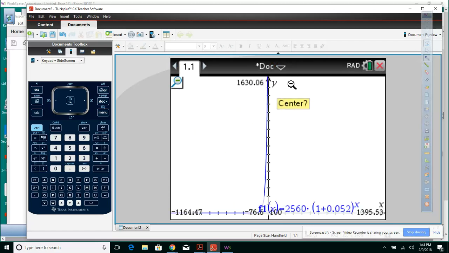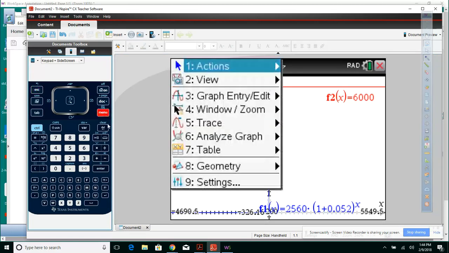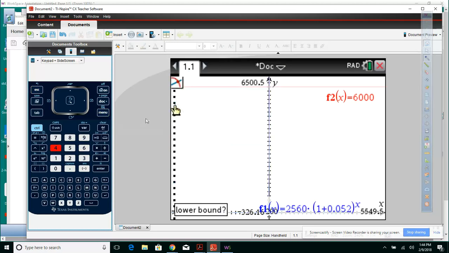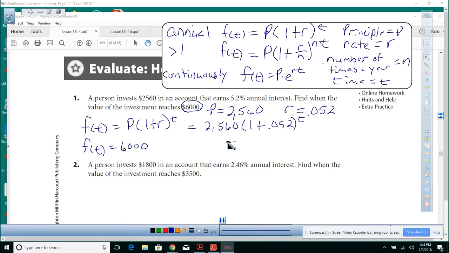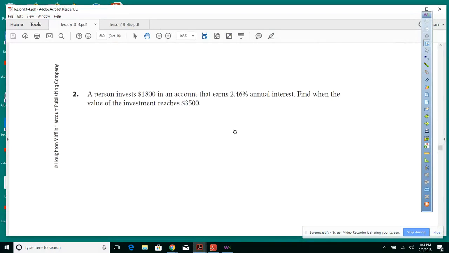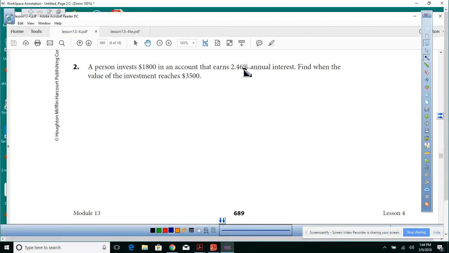And we got a couple of times. Now we're getting there. There we go. Escape. And then menu 6, 4. So if we do it, it's going to take 6.8 years. So T equals 6.8. All right, good. Now let's try number 2. A person invests $1,800 in an account that earns 2.46% annual interest. Find when the value of the investment reaches $3,500.